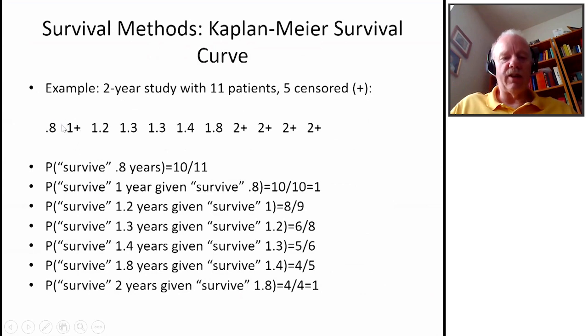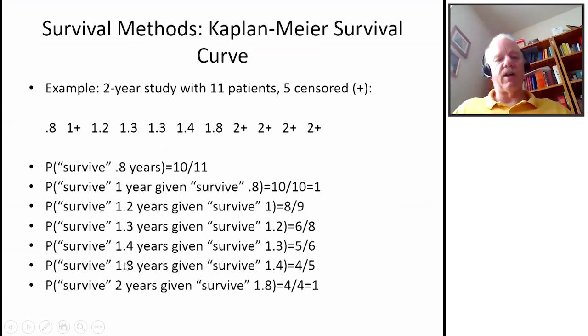Then what we can do is go to the next time, 1 year, and say, okay, what's the probability of surviving at least 1 year given that you've survived this 0.8 time? Well, 10 of them survived the 0.8 time, and all 10 of them survived at least 1 year, including the censored observation, because you know that they lasted this long and they had not had the event. So the probability of surviving 1 year, given that you survive 0.8 years, is estimated by 10 out of 10 or 100%. Likewise, we calculate the probability of surviving 1.2 years, given that you've survived at least 1 year. And there are now 9 patients remaining, and 8 out of 9 survived at least 1.2 years.